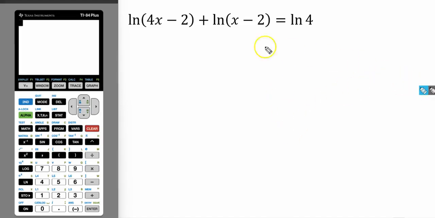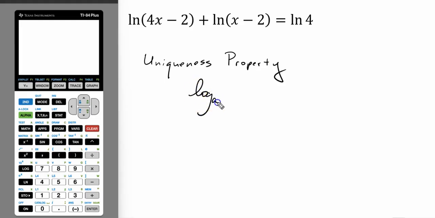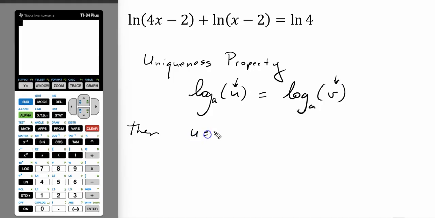In this video, we're going to look at solving logarithmic equations that lend themselves to the uniqueness property. Now, if you have forgotten what the uniqueness property is, it says when you have single logarithms on each side of an equation, and you've got the same base, then the arguments are equal to each other. This might not seem powerful when you just look at the property itself, but we're actually going to use that to solve a problem like what we have here.